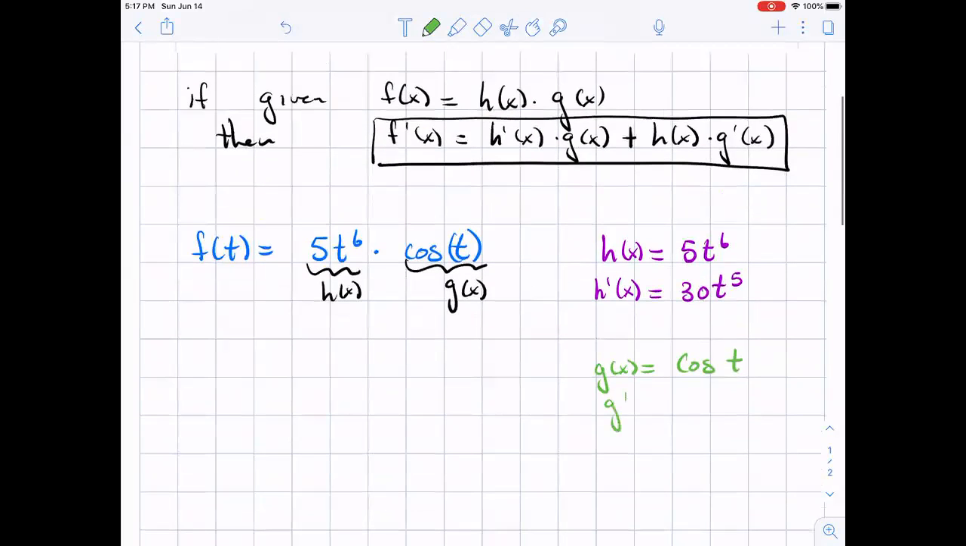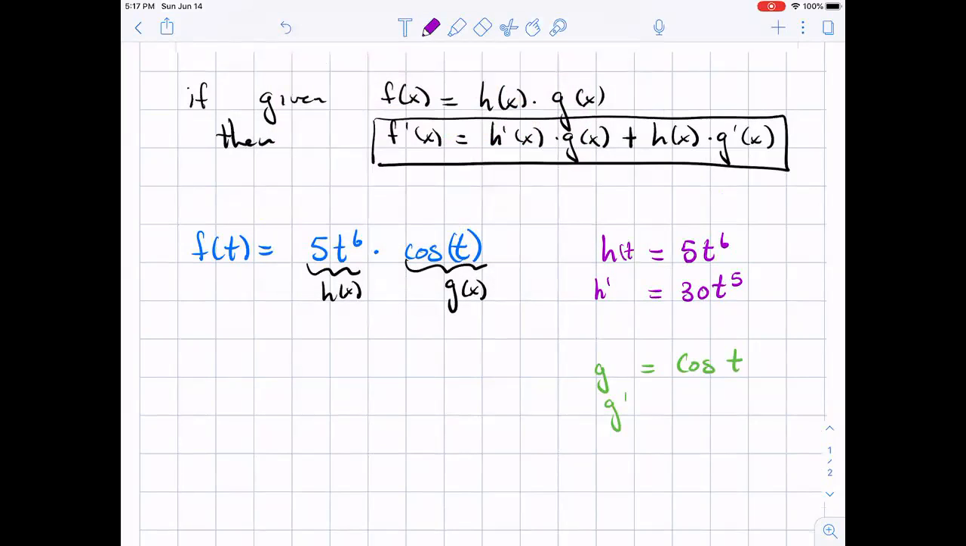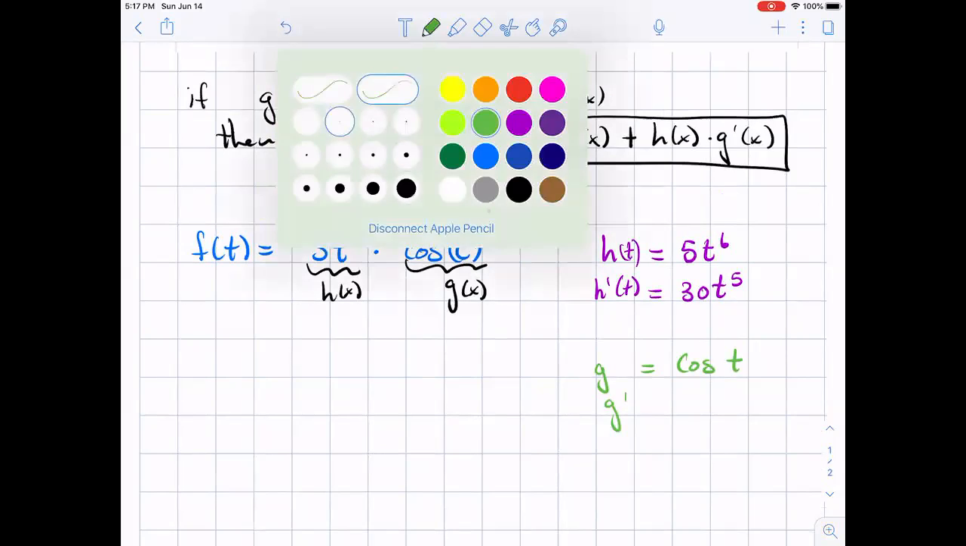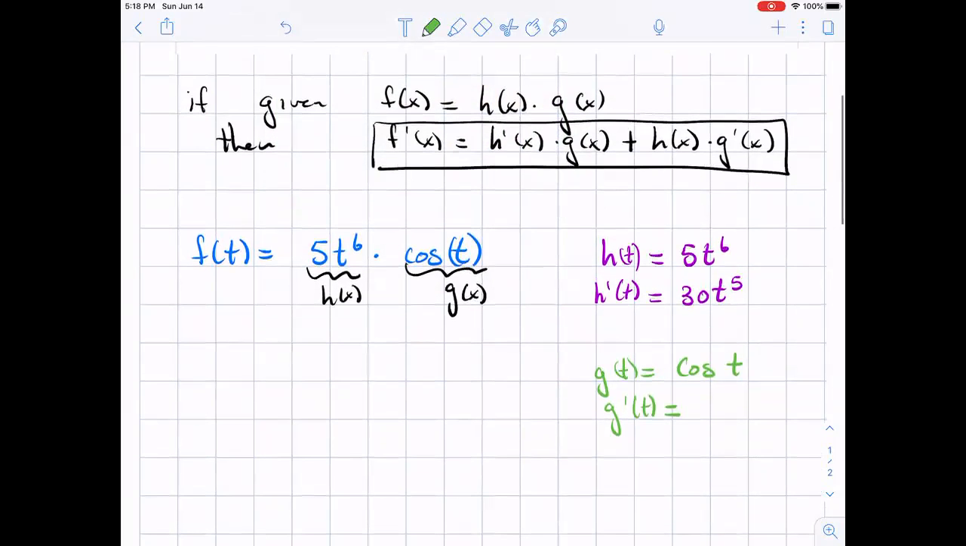In addition, g of x is given as cosine of t. I keep writing x. So we need to change this. All of these have to be t's. H of t, h prime of t, g of t, g prime of t, and the derivative of cosine of t is minus sine of t.